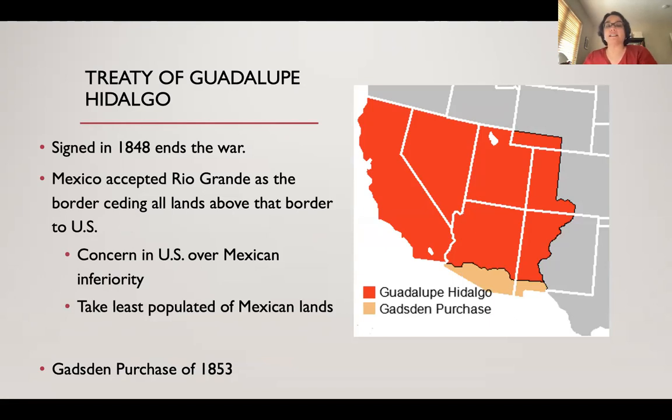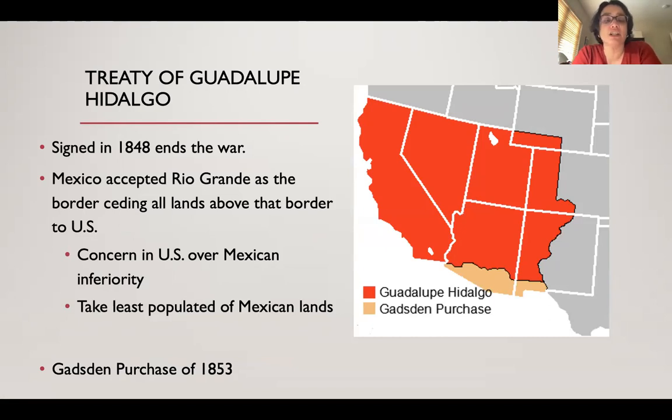The war ended in 1848 with the Treaty of Guadalupe Hidalgo, according to which the land of the far north would become part of the US, but the rights and property of the residents of said frontier were to be guaranteed. Mexico accepted the Rio Grande as the border, ceding all lands above that border to the United States.